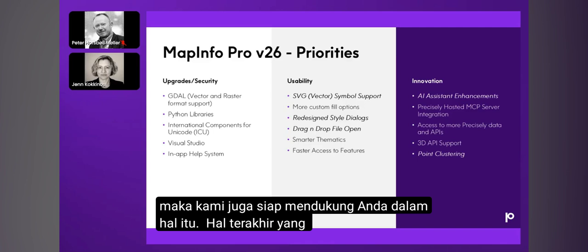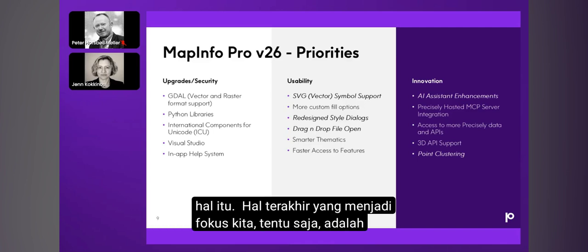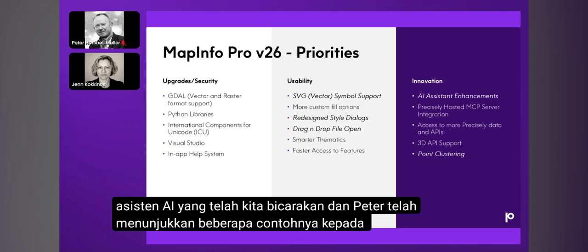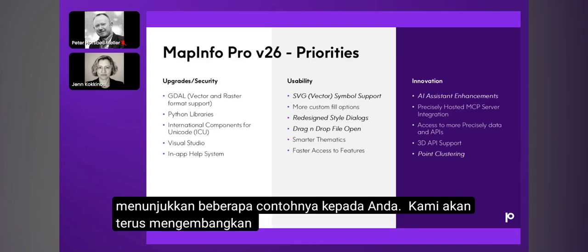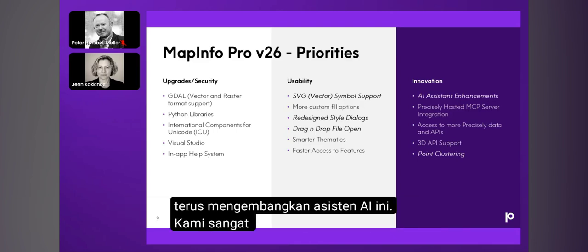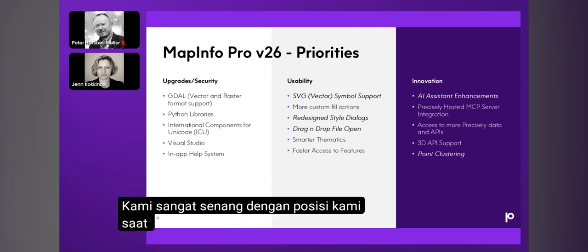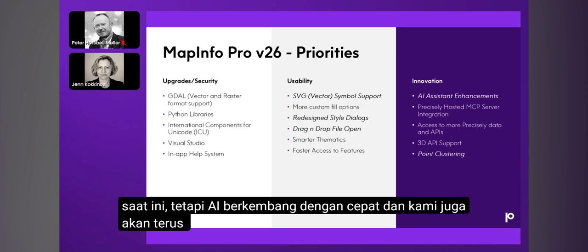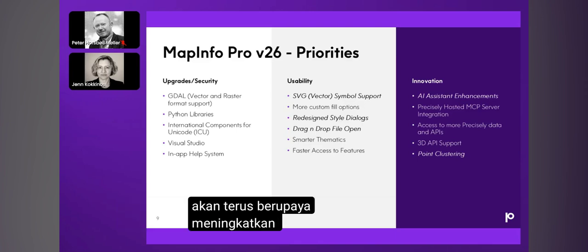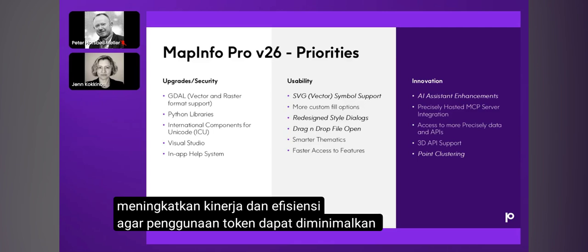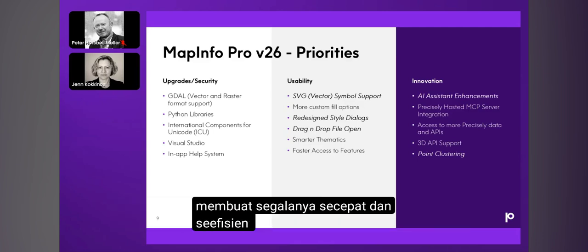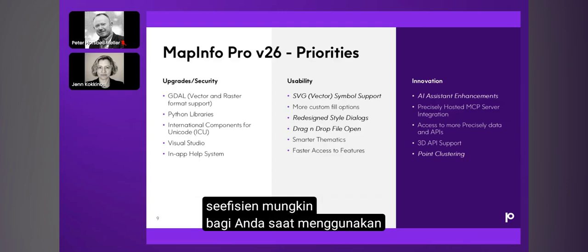The last item that we're focused on, of course, we've been talking about the AI assistant, and Peter showed you some of that. We're going to continue developing the AI assistant. We're really happy with where we are now, but AI moves quickly, and we're also going to be working on performance enhancements and efficiency enhancements so that we minimize token usage and we make things as fast and efficient as possible for you when you're using the AI assistant.